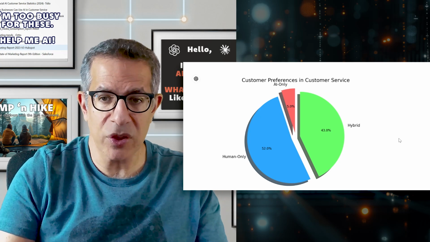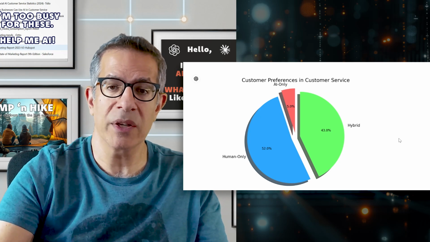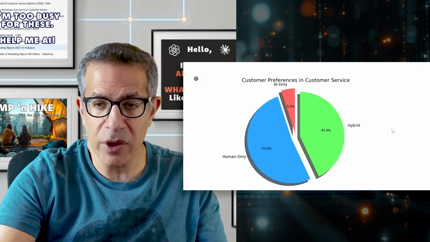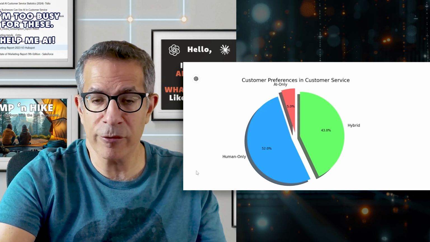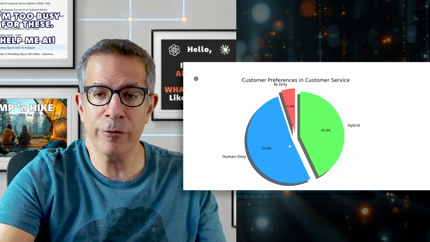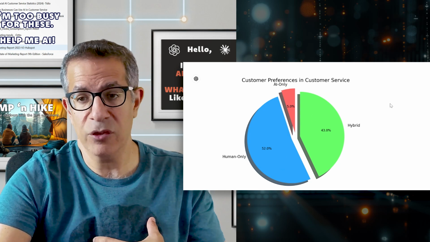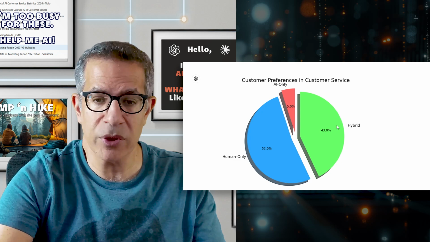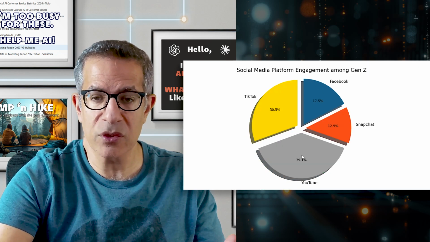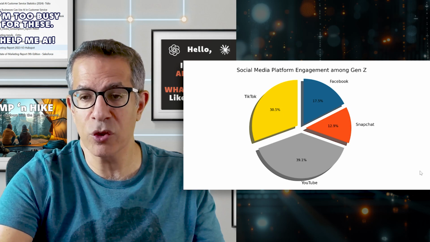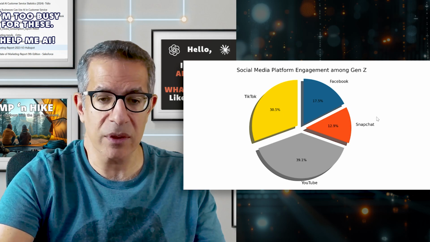So create me pie charts. So ChatGPT can give me those pie charts and say, okay, for customer support, about 43% are using hybrid now. Half of them are using human only, and very few are using AI only. And it's recommending me to look into hybrid customer support. Social media platform engagements. Which ones should I look into? So TikTok, YouTube, Facebook and Snapchat.